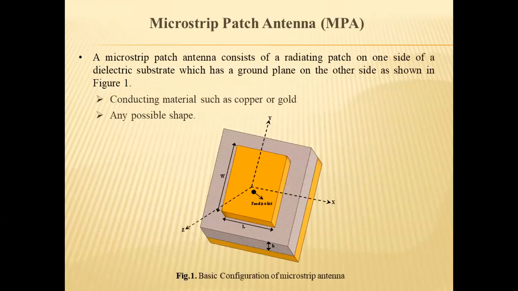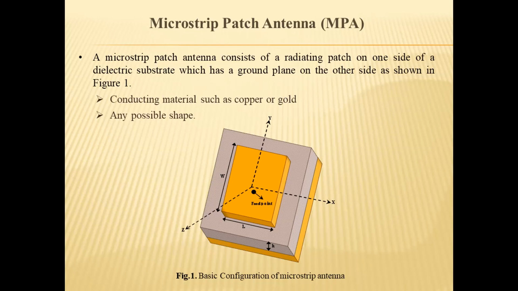Now come to the microstrip patch antenna. Microstrip patch antenna, in its simplest form, consists of a radiating patch on one side of a dielectric substrate, which has a ground plane on the other side. The patch conductor may be of copper and gold and can assume any shape.